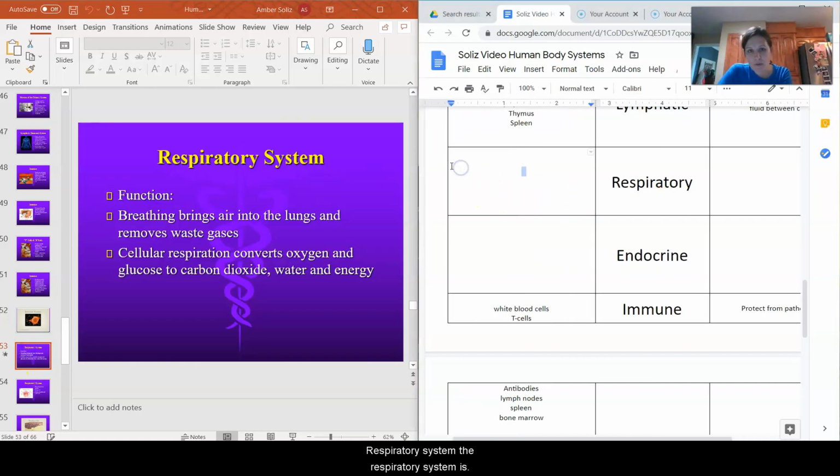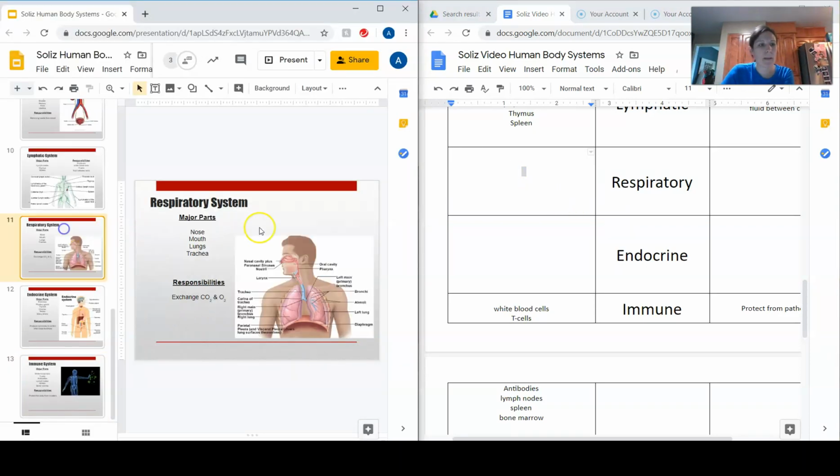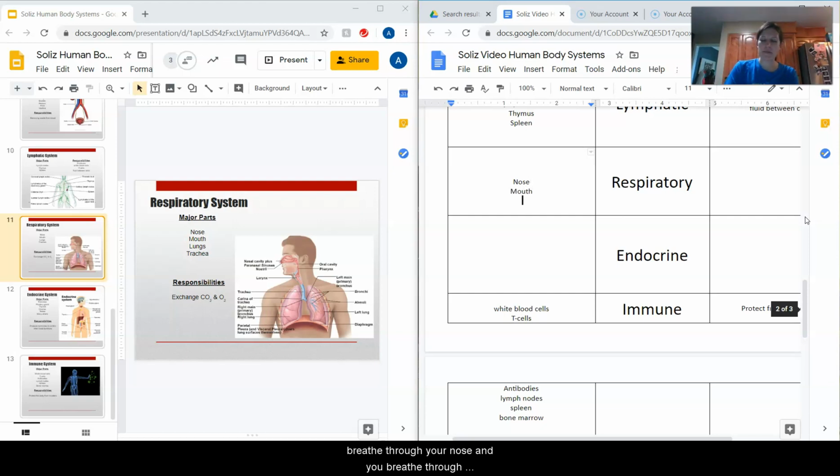All right, respiratory system. Let's go back to this one. We're almost done. The respiratory system is going to be breathing. Now, what do you breathe through? So you breathe through your nose and you breathe through your mouth. And then when you breathe, it's going to go down your trachea, which is that front tube where your voice box is, and it's in front of the esophagus. And then it's going to go into your lungs.